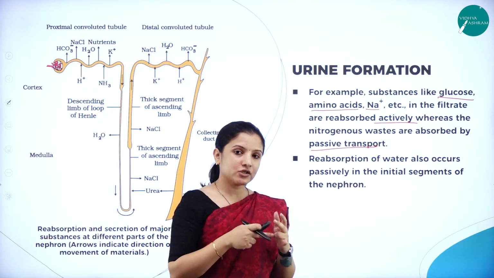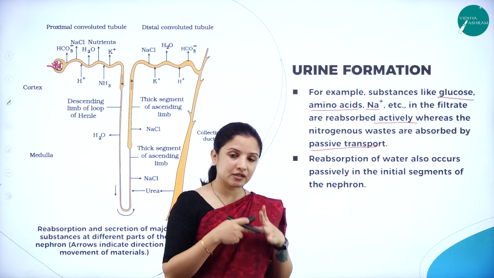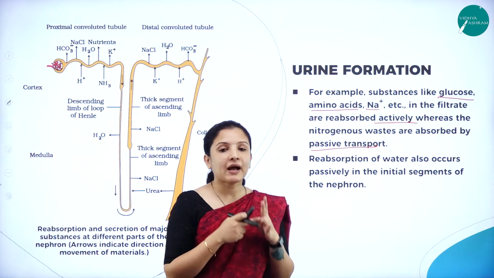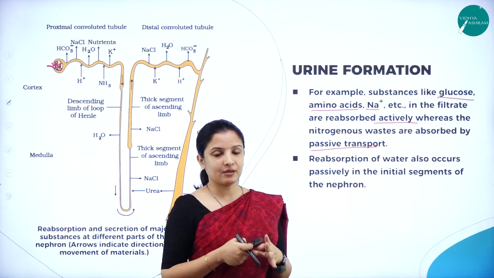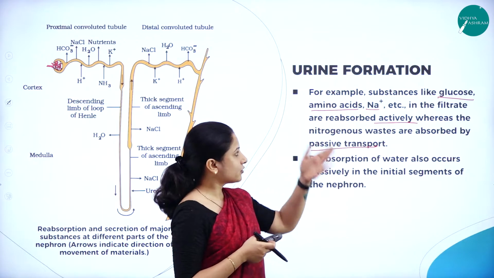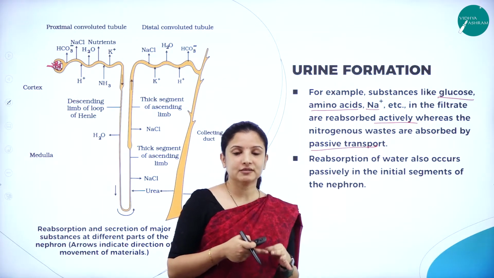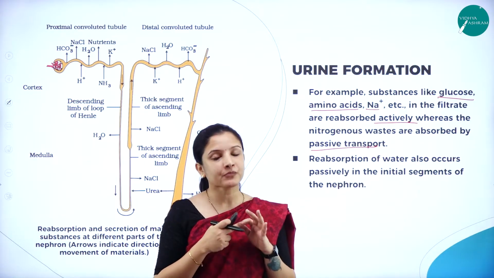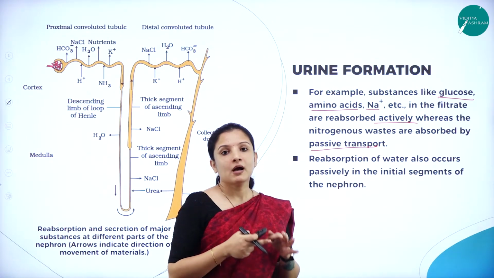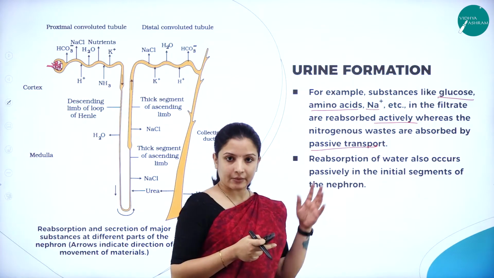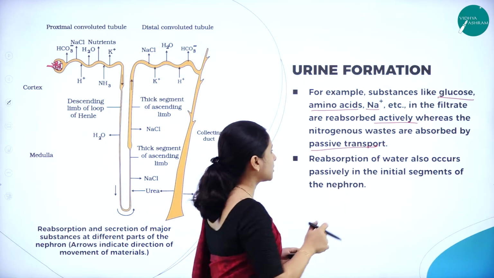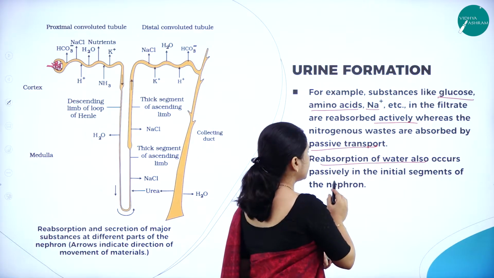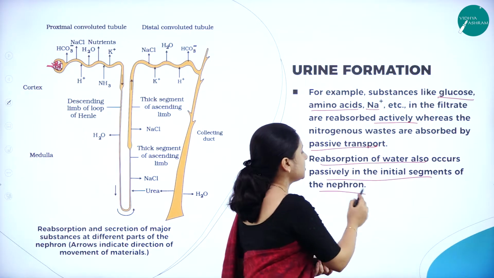Now, the nitrogenous waste gets absorbed by the renal tubule by a passive absorption mechanism, whereas substances like glucose, amino acids, sodium, etc. get absorbed from the glomerular filtrate by the renal tubule through an active mechanism. And apart from this, the reabsorption of water also occurs passively in the initial segments of the nephron.